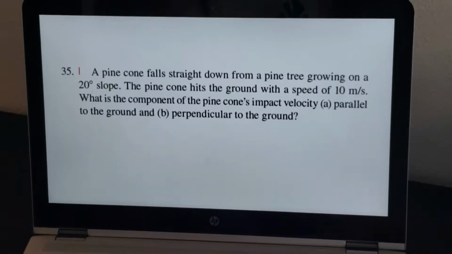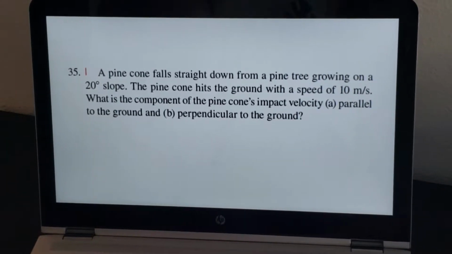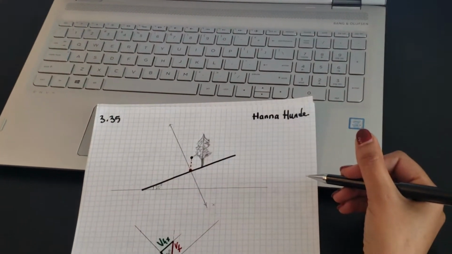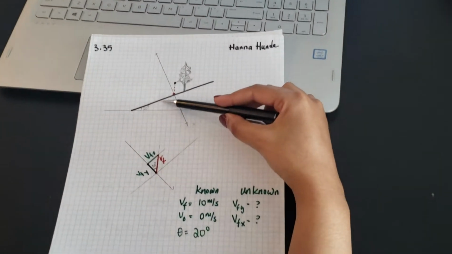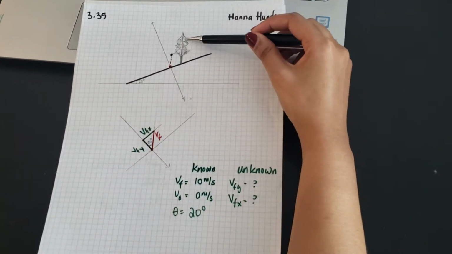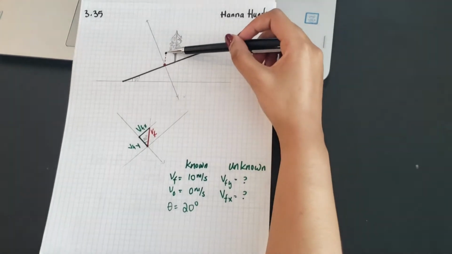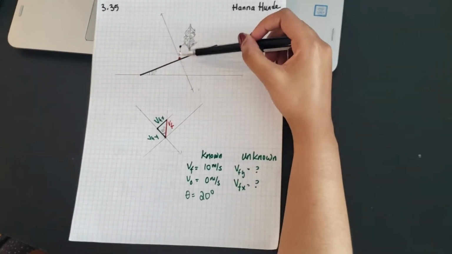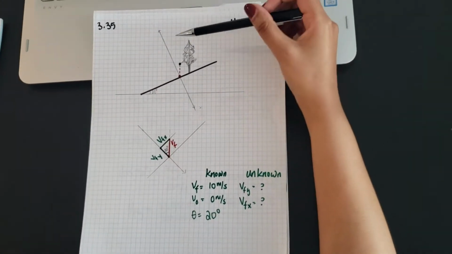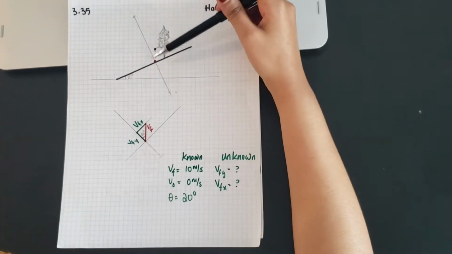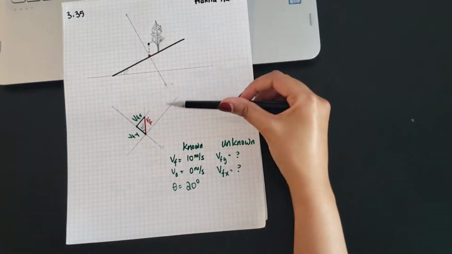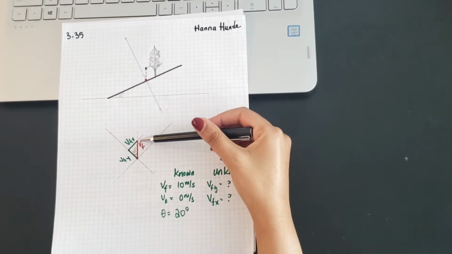So we're asked to find the x and y components of the impact velocity. Here I drew a diagram to clear out the situation. So we have a slanted ground which is at 20 degrees and there's a tree, and the cone is gonna drop straight to the ground. When it hits the ground, it's gonna have a velocity of 10 meters per second. So we're gonna deal with a rotated coordinate system, which is like this. And then I zoomed out the final velocity as it hits the ground.